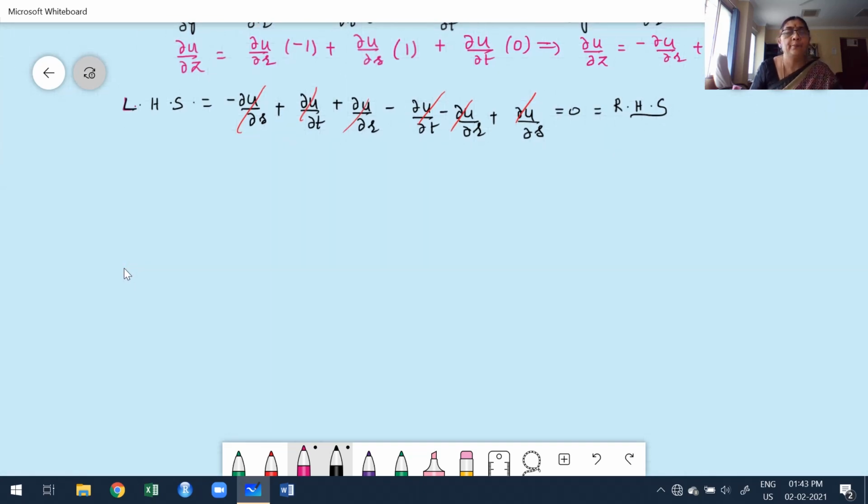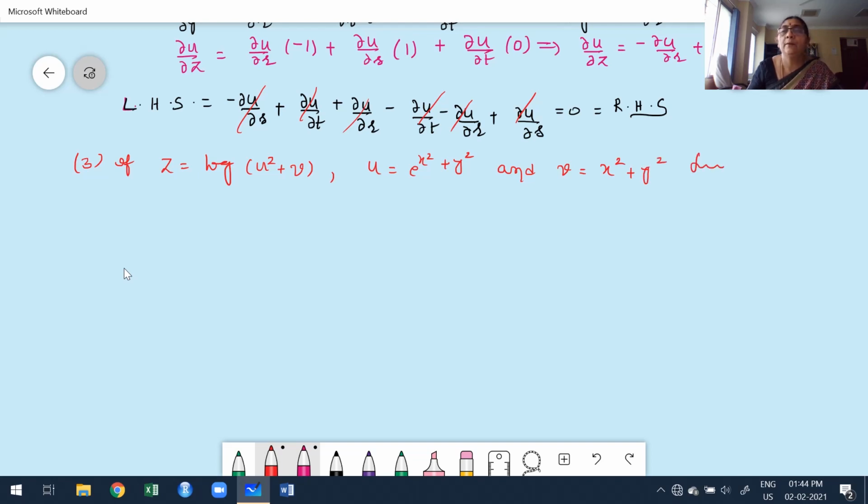Third problem: if z equals log of u squared plus v, where u is nothing but e power of x squared plus y squared and v is nothing but x squared plus y.